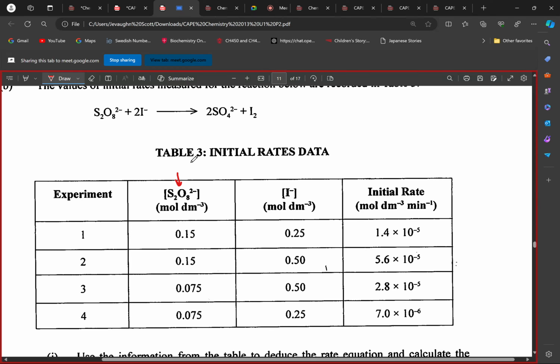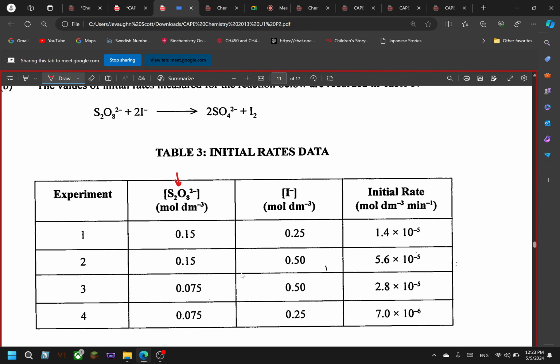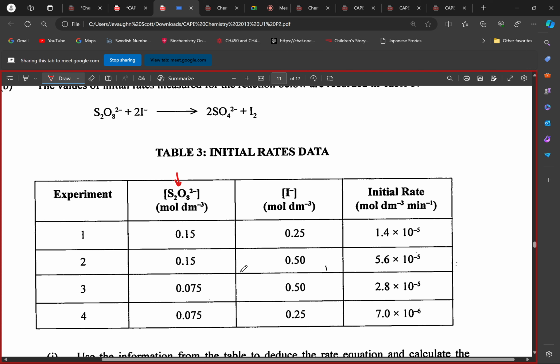How do we do that? We have to look on the table where iodide is constant. So that would be 2 and 3. Oh, okay. And you're then using 2 and 3 and not 1 and 4. Okay, let's use 2 and 3. I'm going to ask you now, I want you to continue, but I'm going to ask you why we use those two.